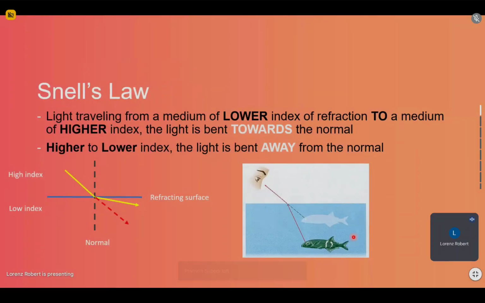So hypothetically, if you guys go spear fishing, you're trapped on a deserted island, and you see a fish in front of you, where do you stab the fish? You don't stab the fish where you see it, you stab it slightly in front of where you see it. So that is one of the applications of Snell's law.